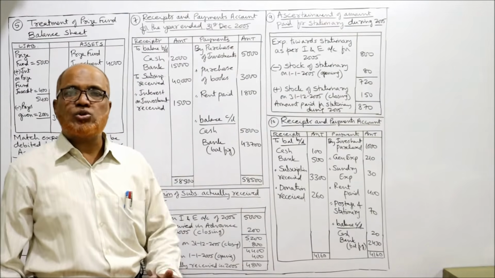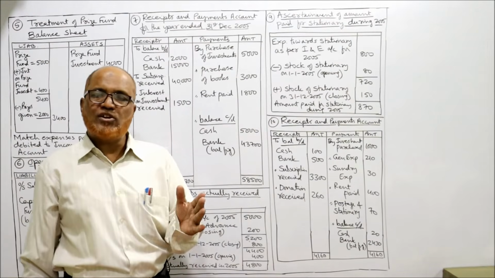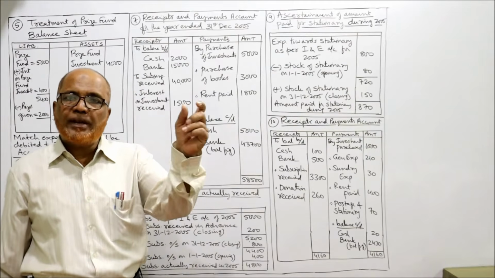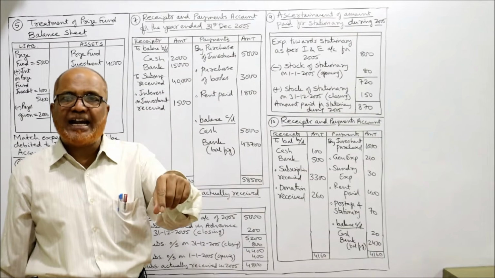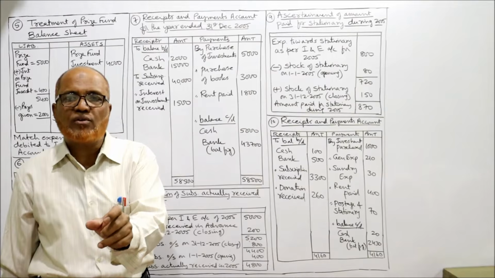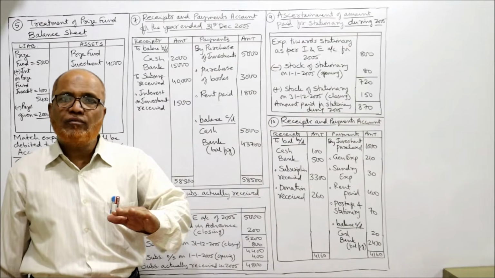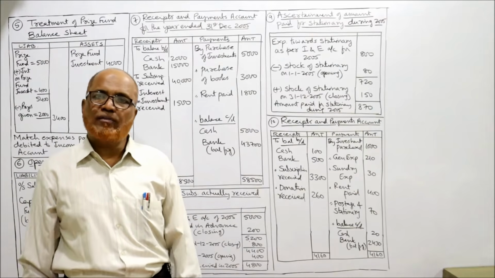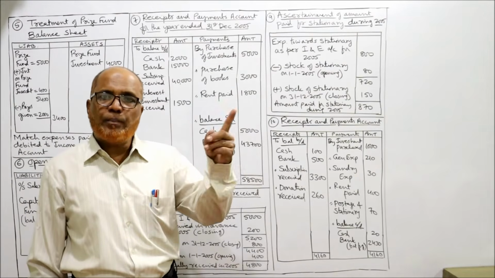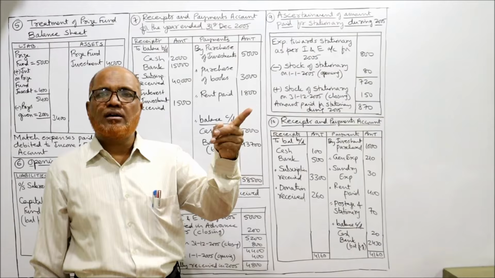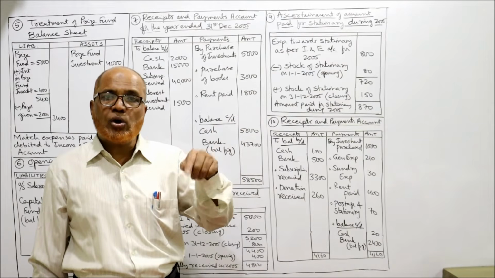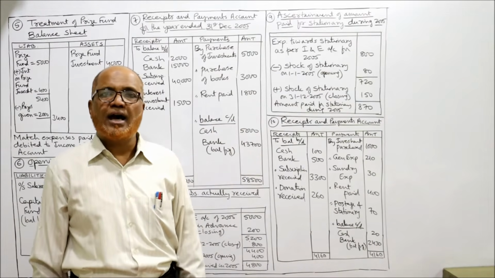So what was the previous rule we applied? In the previous problem, opening stock of stationery was added and closing stock of stationery was subtracted. But now we'll reverse the rule. So opening stock of stationery will be subtracted and closing stock of stationery will be added.